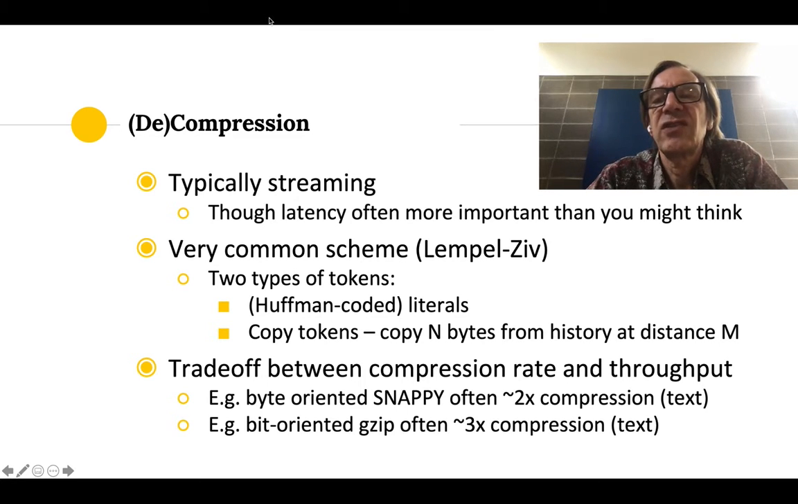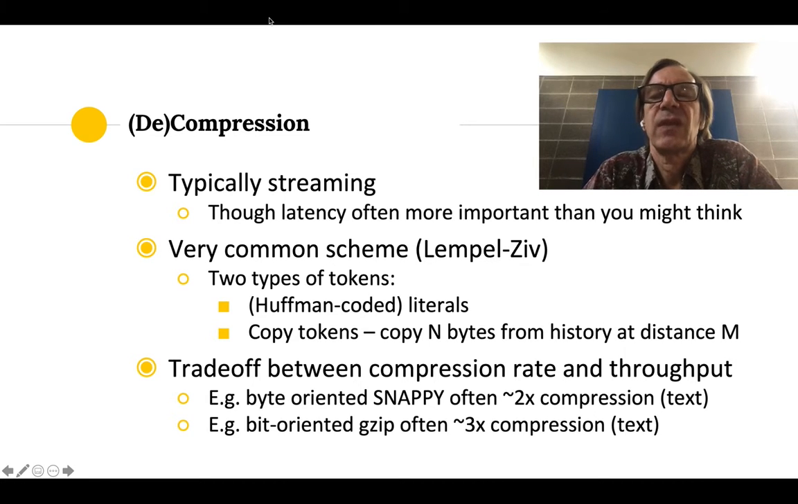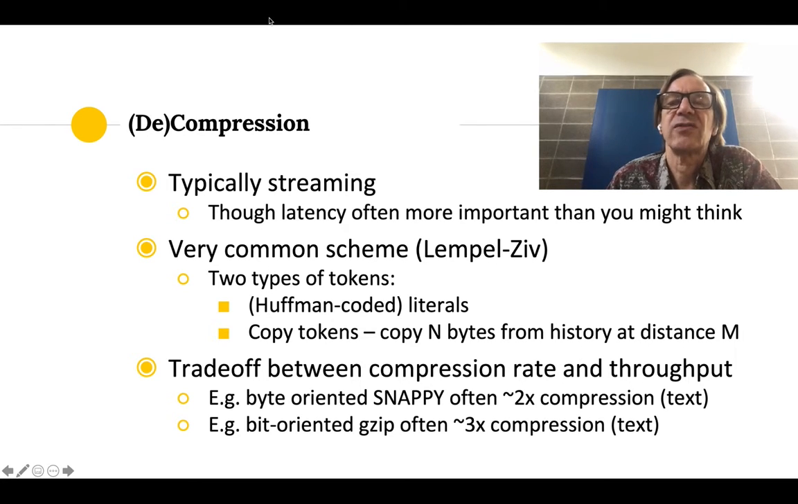You typically see two schemes that are either byte-oriented, like Snappy, which on character text may achieve typically something like a 2x compression rate, or bit-oriented, like gzip, which on text like books might achieve a 3x compression rate.